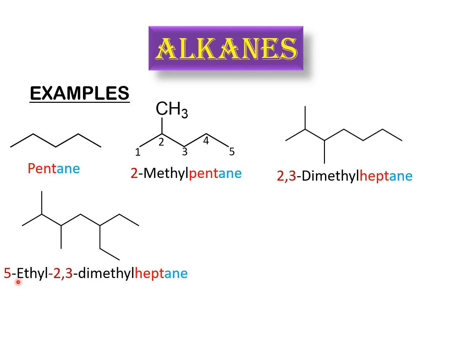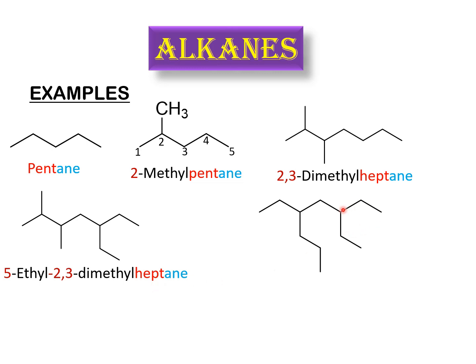So you have to compare E and M here, not comparing E with D in alphabetical order. So this prefix is ignored while using the alphabetical order. So this is 5-ethyl 2,3-dimethyl heptane. This is another example. Let's see how many carbons we can have.